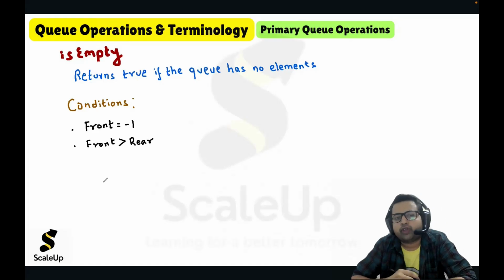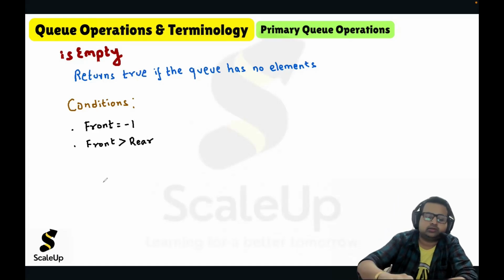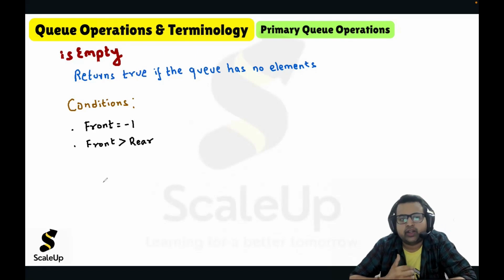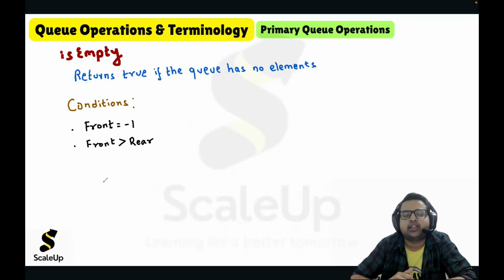So these are two very important conditions which will indicate whether the queue is empty. If front is minus 1, then the queue is empty. If front is greater than rear, then also the queue is empty. So this particular queue operation, is empty, will check for these conditions. If any of these conditions is satisfied, it will return true. It means the queue is empty. The queue has no elements.